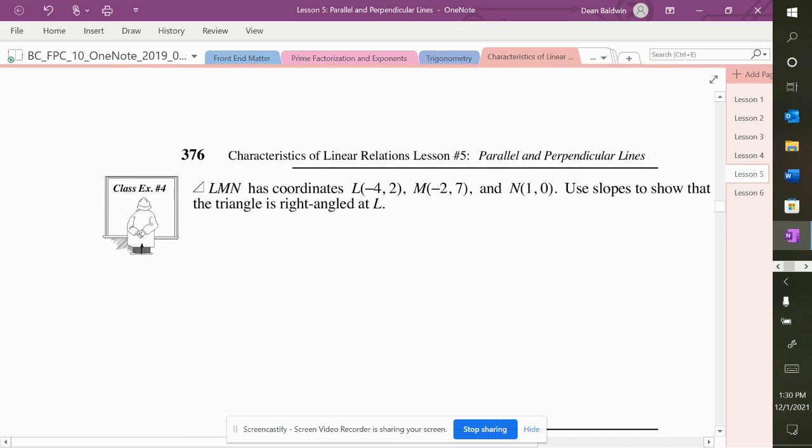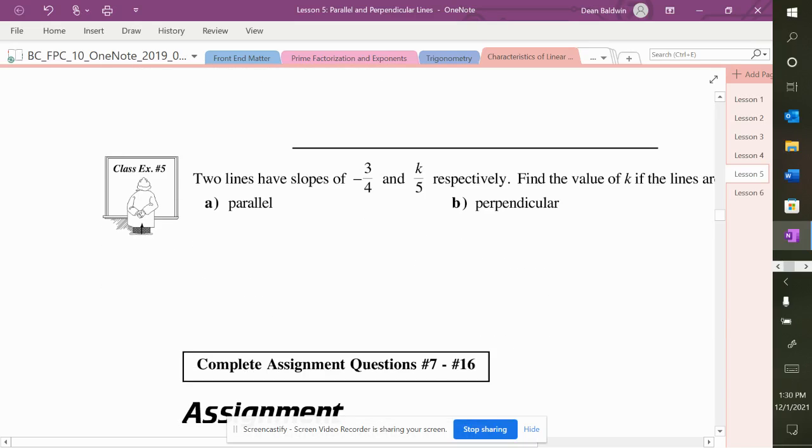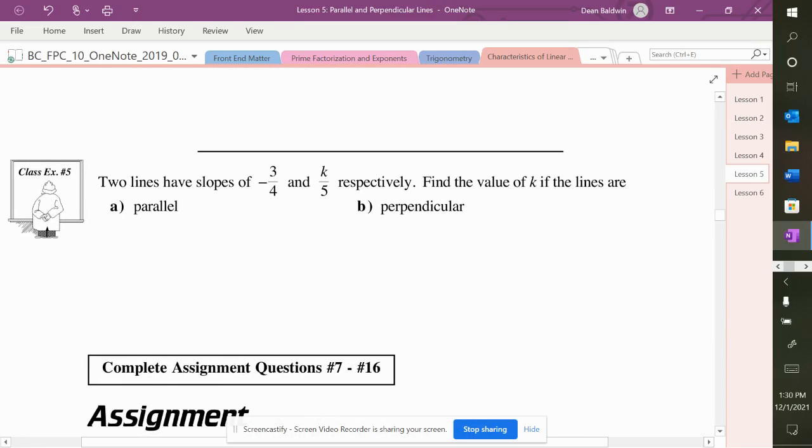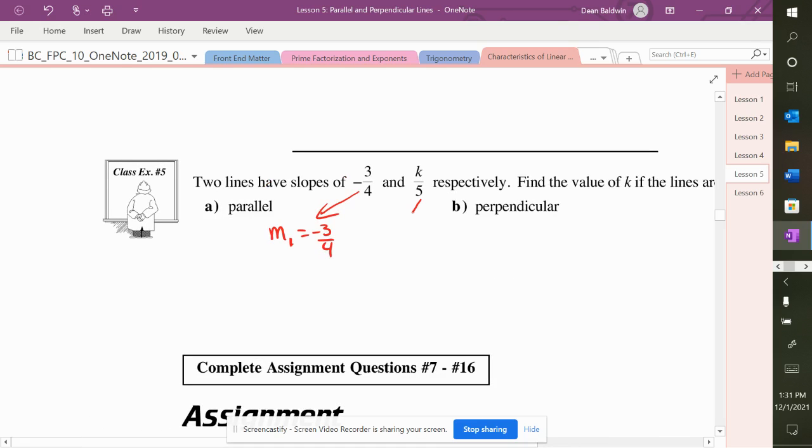And we're going to go to this question right here. Two lines have slopes of -3/4 and k/5. Find the value of k if the lines are parallel. All right. So they tell us a slope, one of the lines has this. I'll just say M1 is equal to -3/4, and M2 is equal to k/5. Okay, I'm just assigning set 1, set 2 to this.